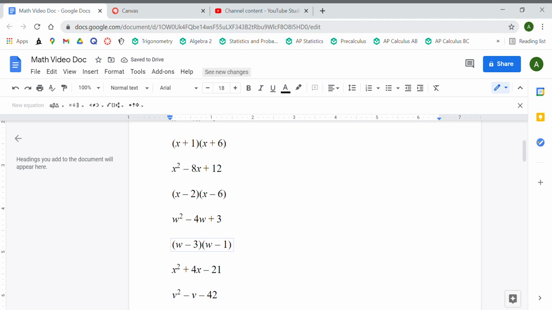And then quick thing, if you were to set this equal to 0, you get w equals 3 and w equals 1. Just thought I'd throw that out there, since we're not really solving equations today.